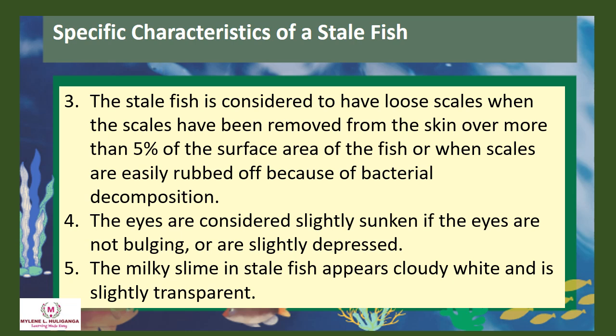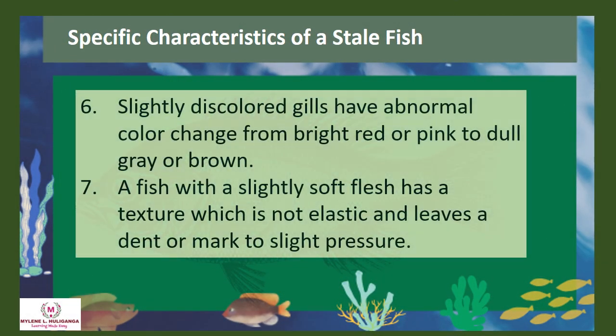Number 5, the milky slime in the stale fish appears cloudy white and is slightly transparent. Number 6, slightly discolored gills have abnormal color change from bright red or pink to dull gray or brown. Number 7, a fish with slightly soft flesh has a texture which is not elastic and leaves a dent or mark to slight pressure.